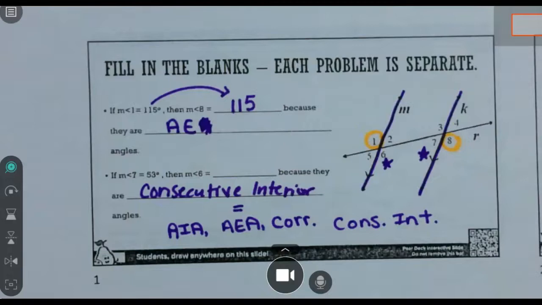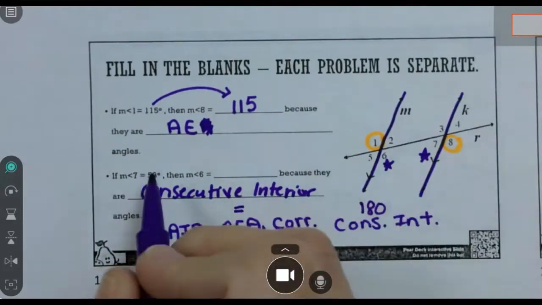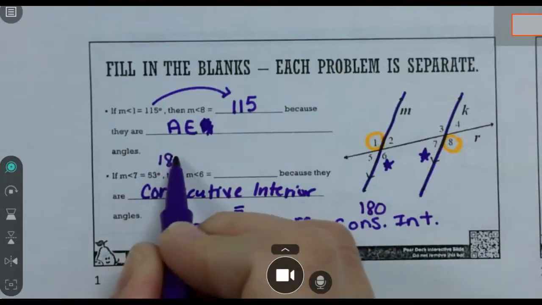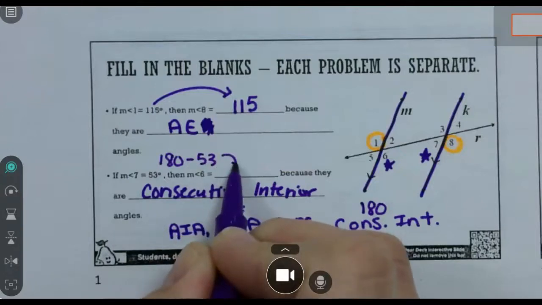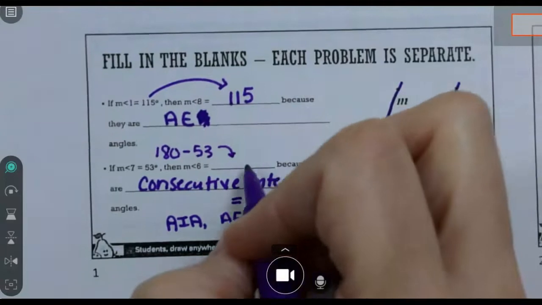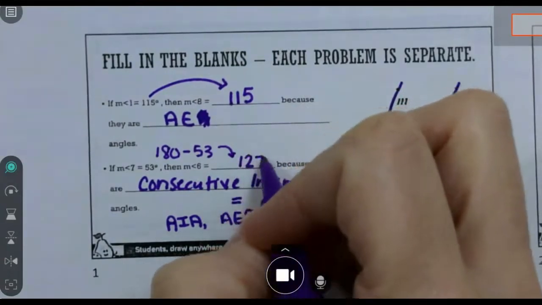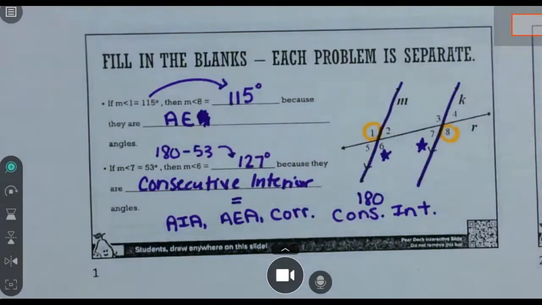Now those angles do add up to 180 degrees. It's the only pair that is supplementary, or adds to 180. So I'm going to take 180 degrees and subtract 53 to get my answer for angle 6, which is 127. There we go. There's your first set. Now there are going to be 4 of those on the test, so let's practice 2 more. I'm going to slide to the right.